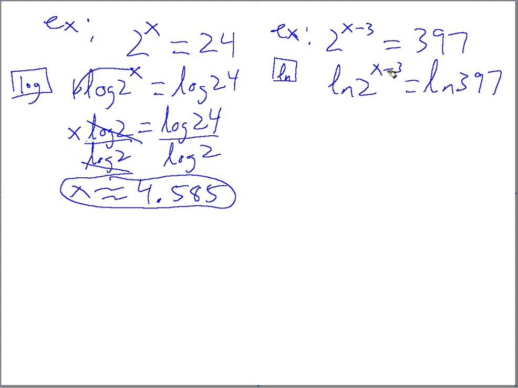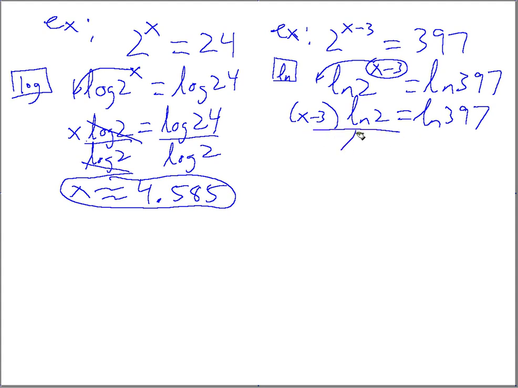Again, the power rule says the x minus 3, the power, comes down to the front. So this will be (x minus 3) ln 2. Got to have it in parentheses because the entire thing comes down. Equal to ln 397. Now this is a little bit more complicated to solve, but not a big deal. Let's divide both sides by ln 2.